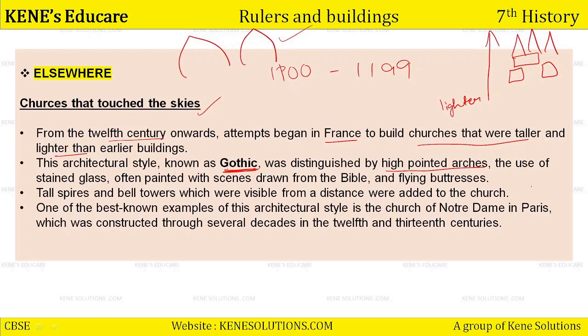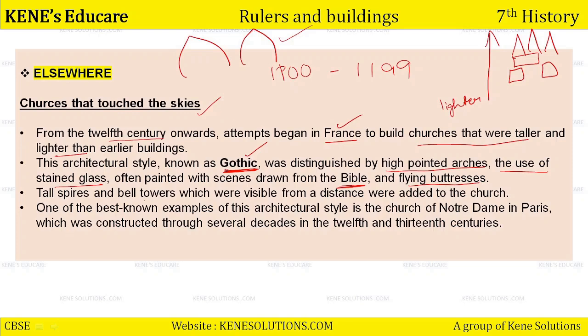Pointed arches. Okay. The use of stained glass, stained basically having some or the other color, stained glass often painted with scenes drawn from the Bible. A part of a story from the Bible used to be drawn on these glasses, and then those stained glasses were used to decorate the arches of the church, and then the flying buttresses. The buttresses had to be flying. So this entire design and theme of making the church was known as the Gothic style of architecture. Okay, and it became famous after the 12th century, starting from France.